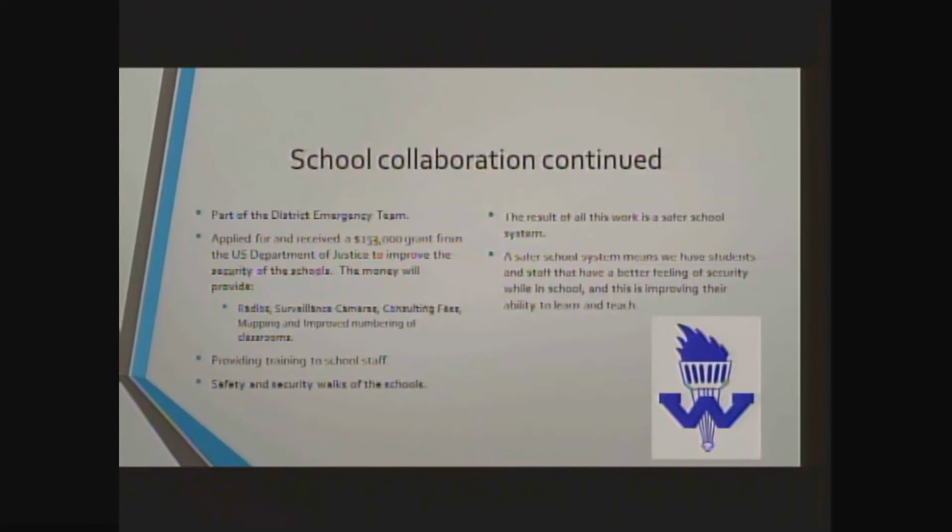We're providing training to school staff. Just last Friday, myself and Lieutenant Joe Carroll from the fire department were helping to train the bus drivers on some emergency protocols and procedures. We've had training with different staff throughout the school district, and we'll continue doing that. We do safety and security walks of our schools. We meet with the principals and their assistant principals, and we walk through the school on a normal school day, looking to see anything that we can find to help them improve the safety of the school. And all this has resulted in a safer school system. What a safer school system means is we have students and staff that have a better feeling of security while in school, and this is improving everybody's ability to learn and teach.